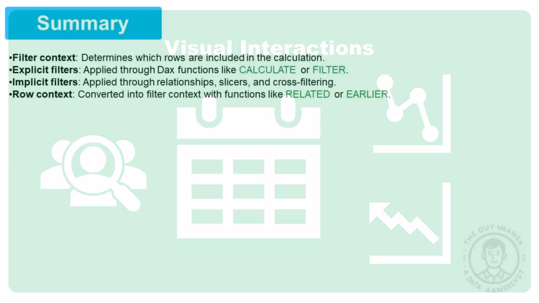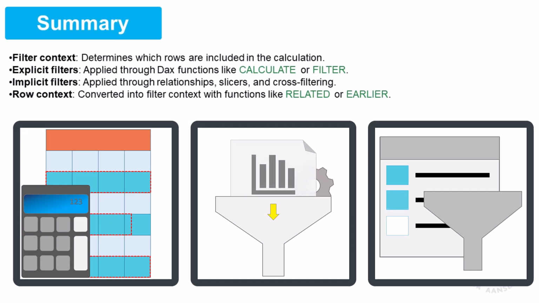Summary. Filter context determines which rows are included in the calculation. Explicit filters, applied through DAX functions like CALCULATE or FILTER. Implicit filters, applied through relationships, slicers, and cross-filtering. Row context, converted into filter context with functions like RELATED or EARLIER. Understanding filter context is essential for creating accurate and meaningful calculations in DAX, as it allows for dynamic data analysis and reporting based on user interactions.